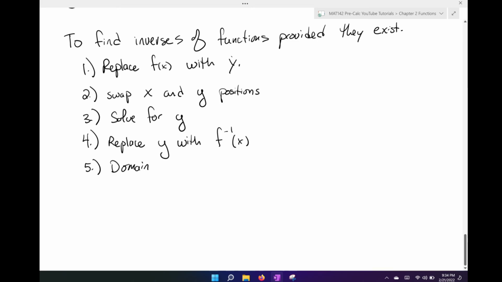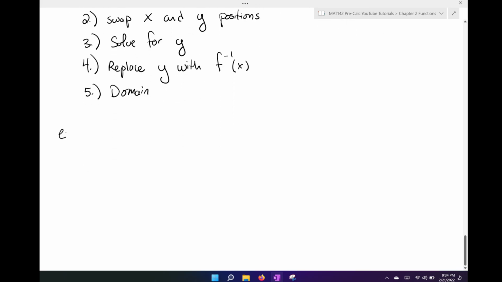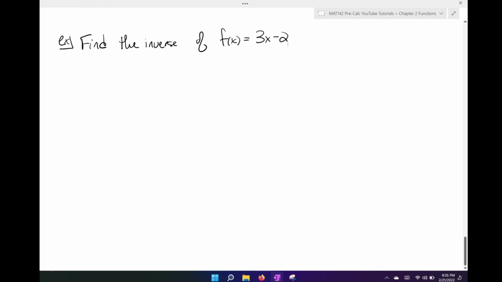Okay? So earlier, we looked at this function, so we're going to find the inverse of f of x equals 3x minus 2. That was the original. Now, we already know what this is. All you got to do is go back a couple minutes in the video, and you can see where I verify that these two functions are inverses. But now we're actually going to find this.